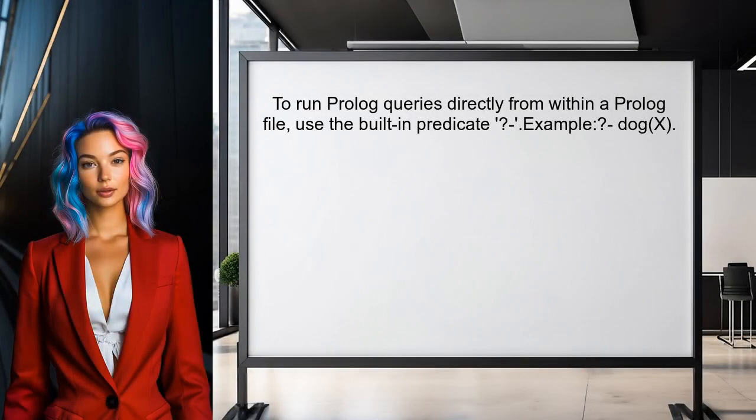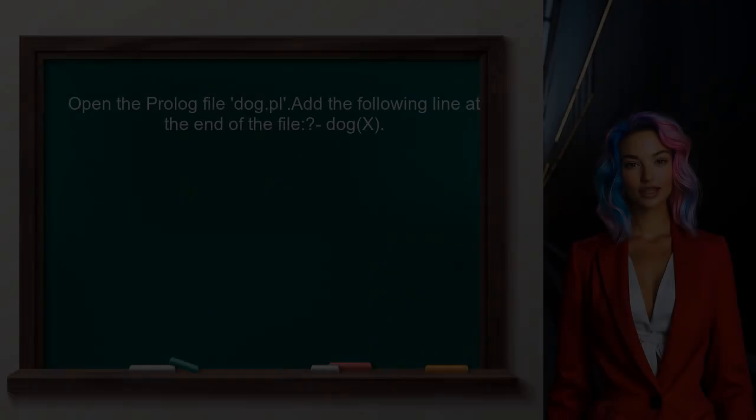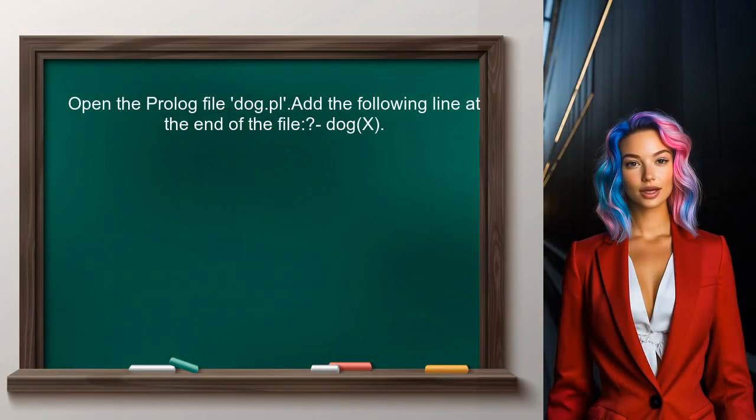To run Prolog queries directly from within a Prolog file, the user can utilize a built-in predicate. This allows the user to execute queries automatically when the file is loaded. First, the user should open their Prolog file, which in this case is named dog.pl. They will need to add the query they want to execute at the end of the file.